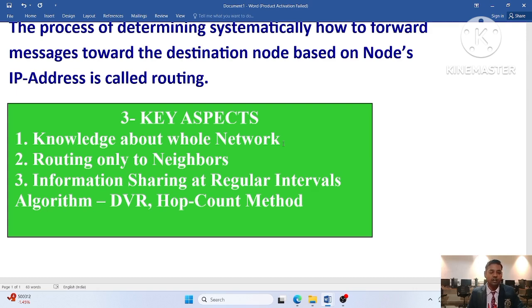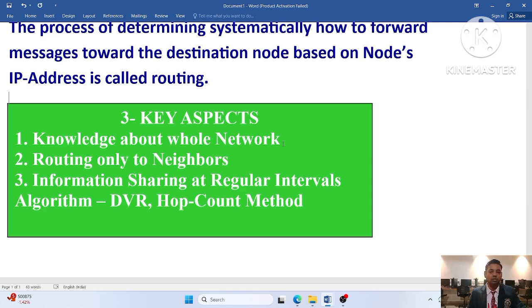The third key aspect is that the routing information is shared at regular intervals. During the regular time periods, the routing table is shared by all the routers. So each router has knowledge about the entire network, and that information is shared only with its neighbors at regular intervals. The algorithm used is the distance vector routing algorithm.